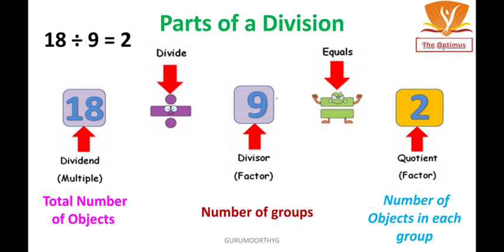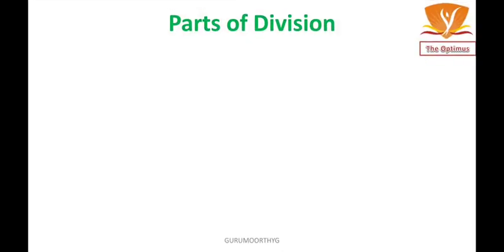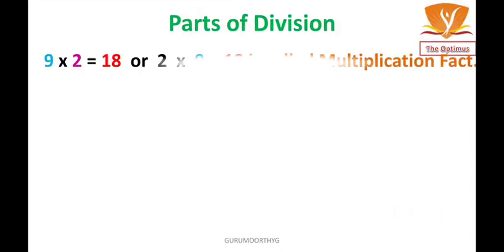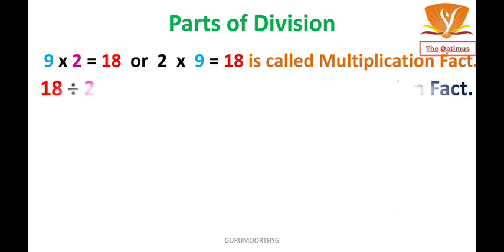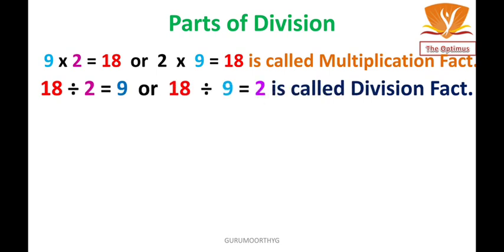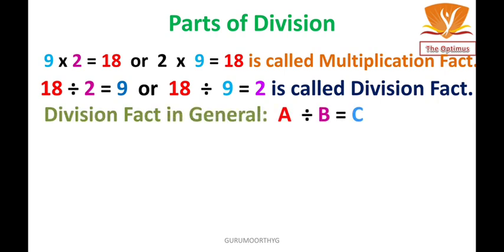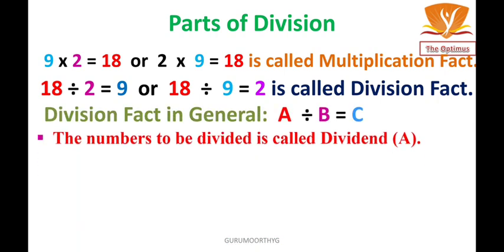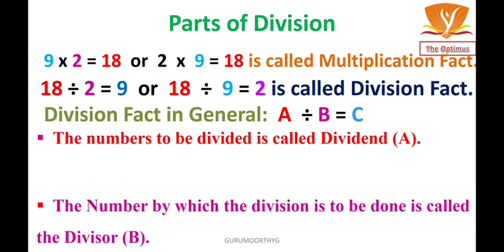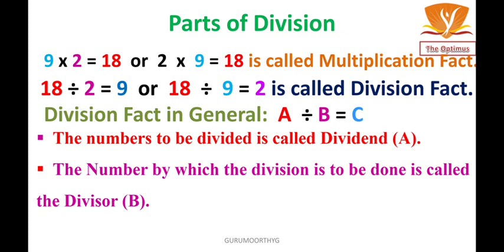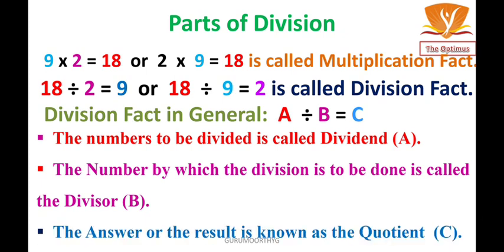Dear kids, we know 9 into 2 or 2 into 9 equals 18. That is a multiplication fact. In the same way, here also 18 divided by 2 equals 9 or 18 divided by 9 equals 2 is called a division fact. In general, A divided by B equals C. Here, the number to be divided is called the dividend A. The number by which the division is to be done is called the divisor B. The answer or the result is known as the quotient C.